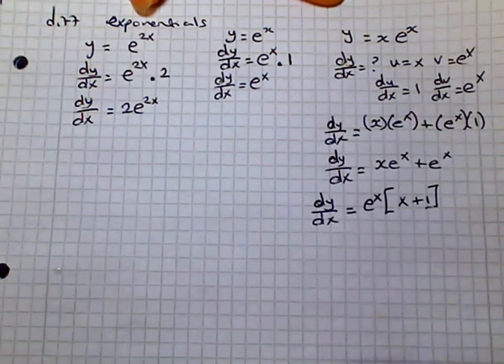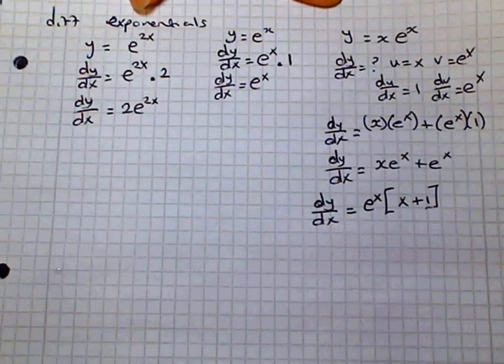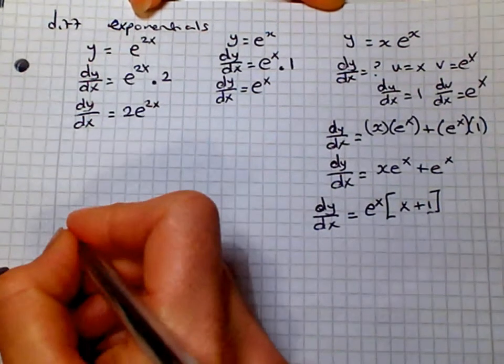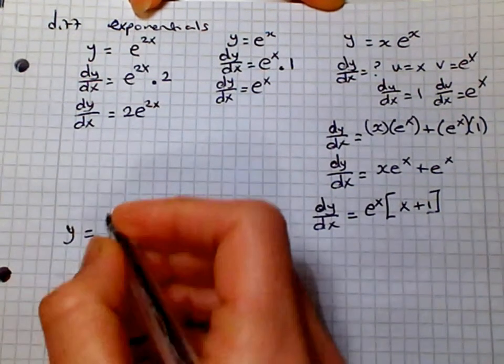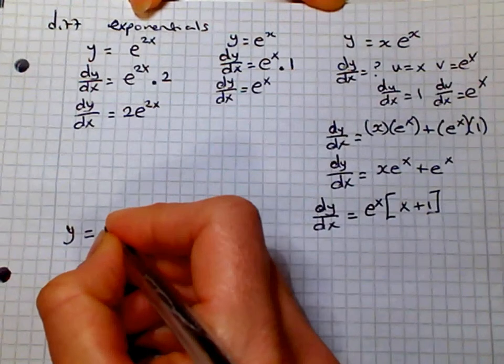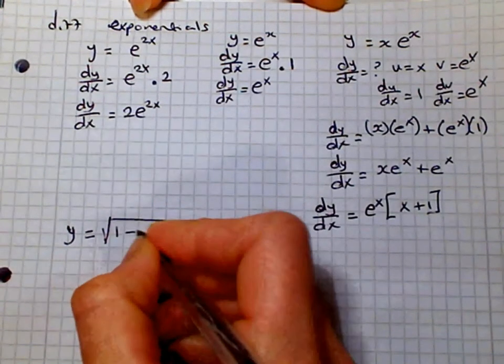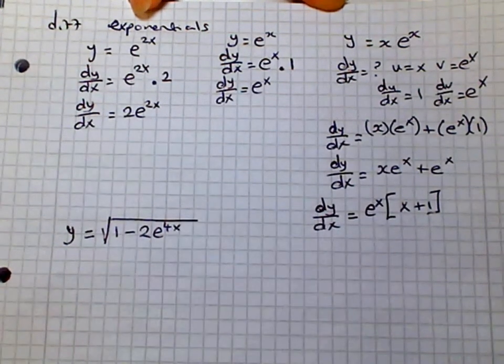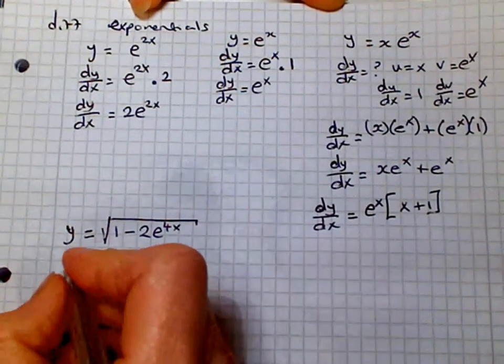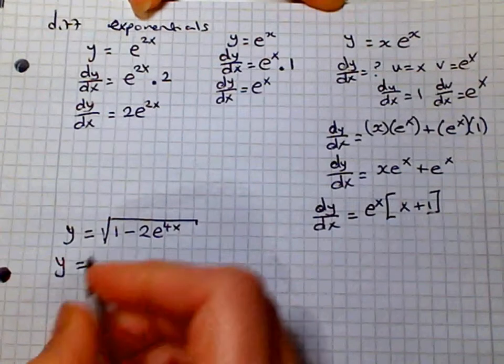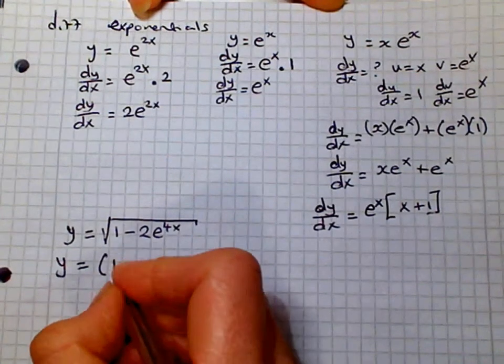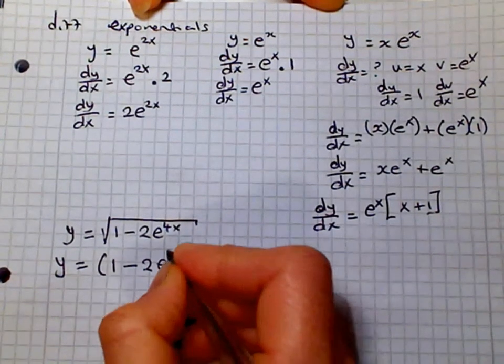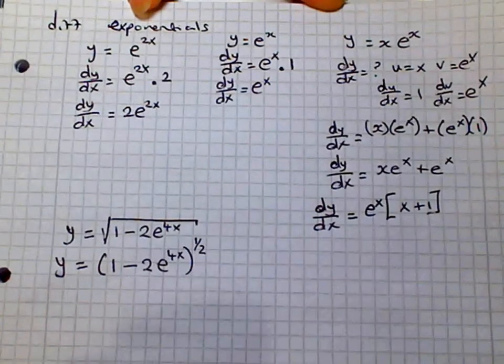Okay. Now another example would be if you had y equals the square root of 1 minus 2e to the power of 4x. Okay, so this is just part of a bigger process, being the chain rule. So to differentiate here, you've got to bring this into indices. So 1 minus 2e to the power of 4x, all to the power of a half.